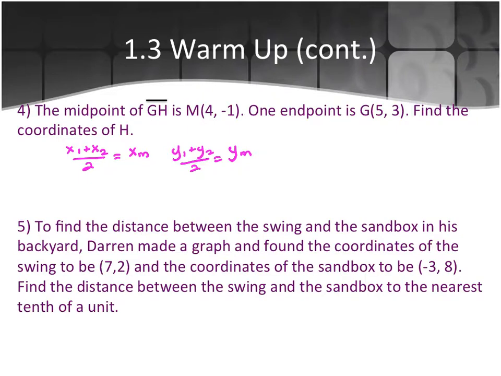Because M is the midpoint, we're going to make this xm and ym. G is one of the endpoints, so we'll make that x1, y1. What we're missing is the x2 and the y2. So now we plug in what we've got: x1, which is 5, plus x2, which is what we don't know, over 2, equals the x coordinate of my midpoint, which is 4. Then the y's: y1, which is 3, plus y2, over 2, equals the y coordinate of my midpoint, which is -1. Then I would solve these equations by multiplying by 2 on both sides.